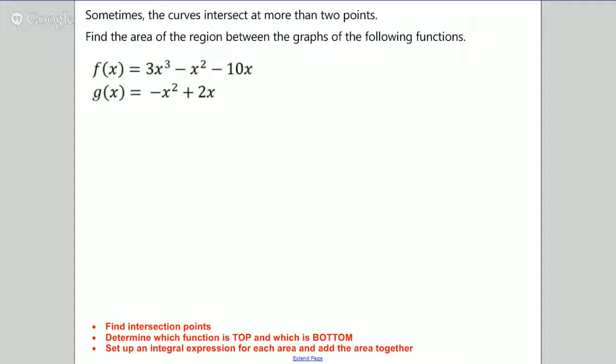Okay. This example says sometimes the curves intersect at more than 2 points. So in this case, I'd like for us to find the area. Again, we're just going to do setup only. So first things first, let's go ahead and find where these graphs intersect. So let's set f of x equal to g of x.